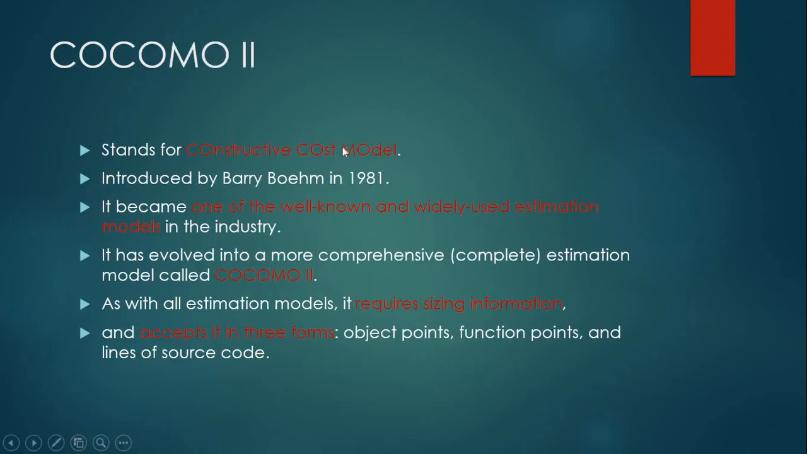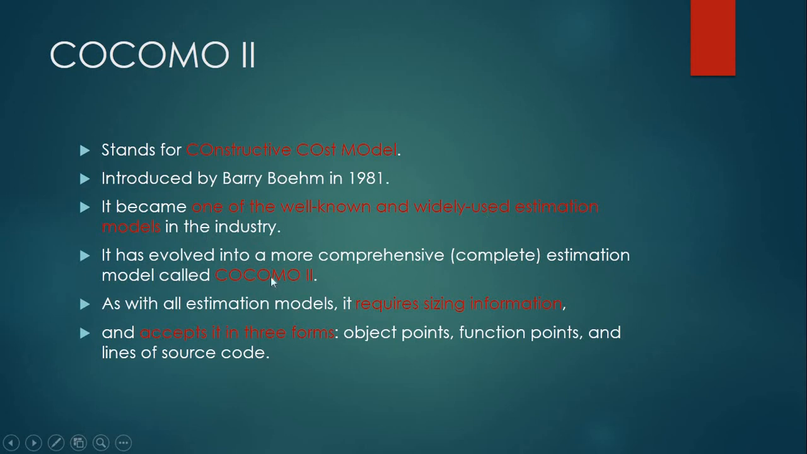Now our second model is the COCOMO model. COCOMO means constructive cost model. In constructive cost model, we will estimate three things. First one will be the effort, second one will be the time, and third one will be the cost. Okay, so this is the information for a constructive cost model. It was introduced by Barry Boehm in 1981. It became one of the well known and widely used estimation models in the industry.